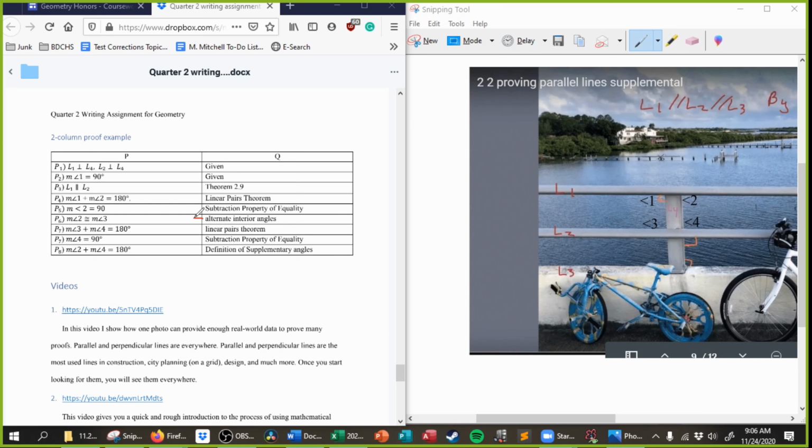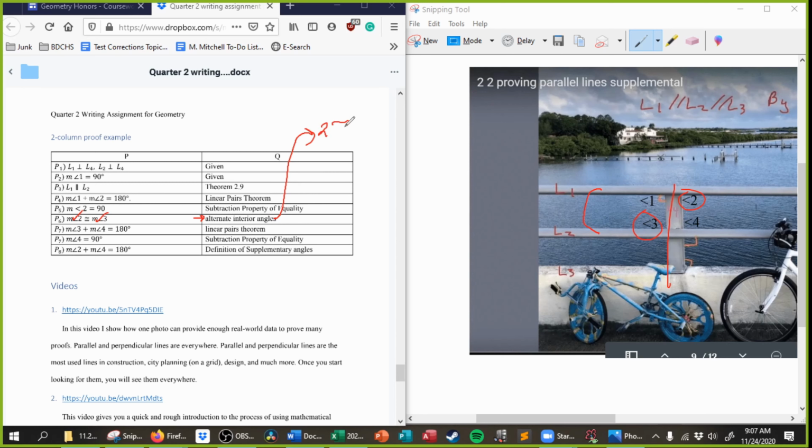Here, I have the alternate interior angles. So all I want to make sure when I look at my picture is that angle 2 and angle 3 are in fact alternate interior. Well, they're inside my parallel lines and they're on opposite sides of the transversal. These are definitely alternate interior angles. And the alternate interior angles theorem tells us that alternate interior angles are congruent.